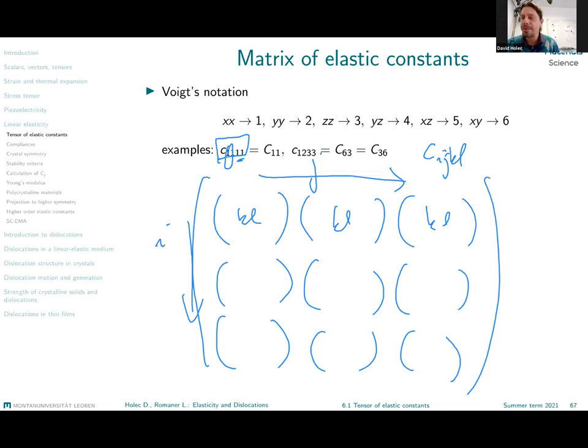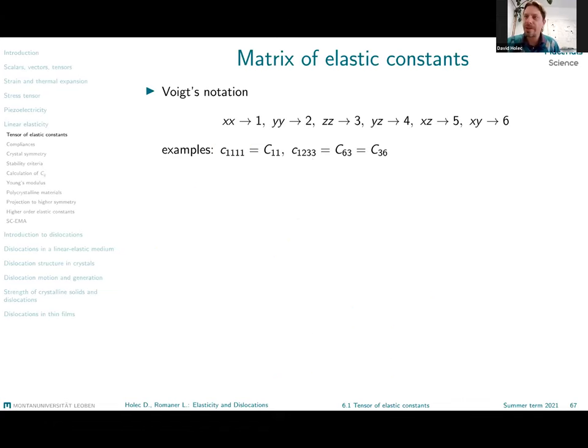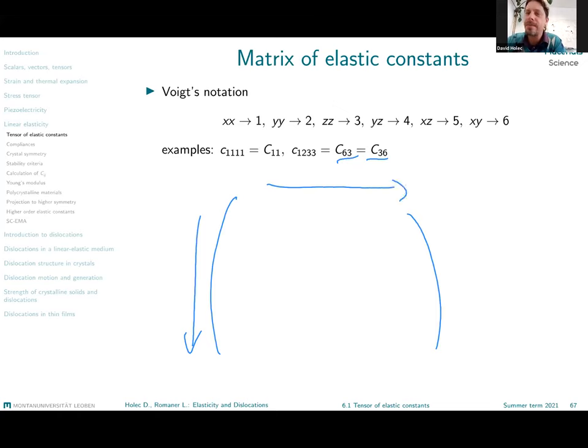What happens with the Voigt notation? Instead of this double matrix notation, we will actually end up with a simple matrix, the way that we know it as a two-dimensional object. But the price we have to pay is that now the indices do not run from 1 to 3, but run from 1 to 6. So this is the index I and J, and here we have C11, C12, C22, C13, C23, C33, and so on.